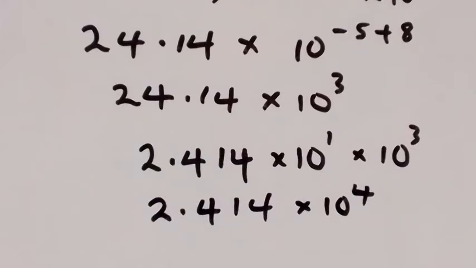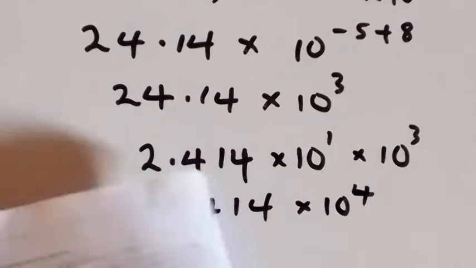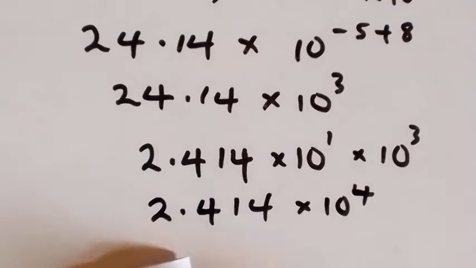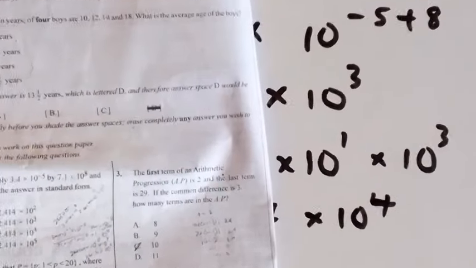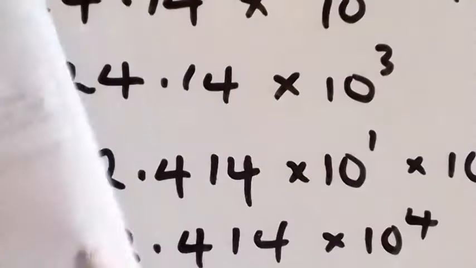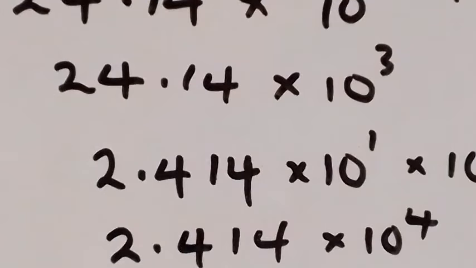And when we check the correct option from the question given, we discover this in option C here. So we have the correct option as option C, which is 2.414 times 10 raised to the power 4. So that is that. Then the second question goes thus.